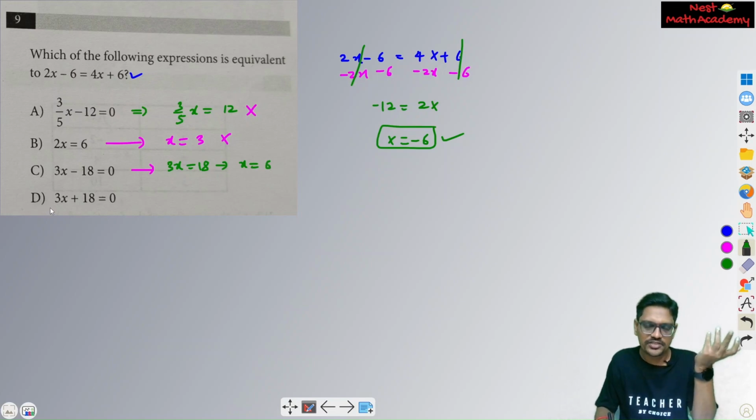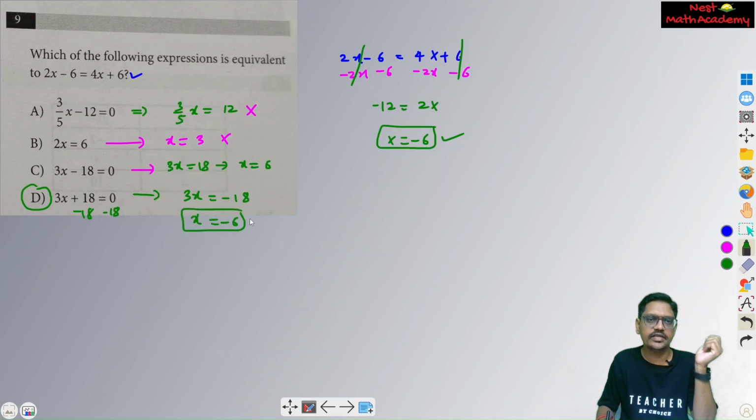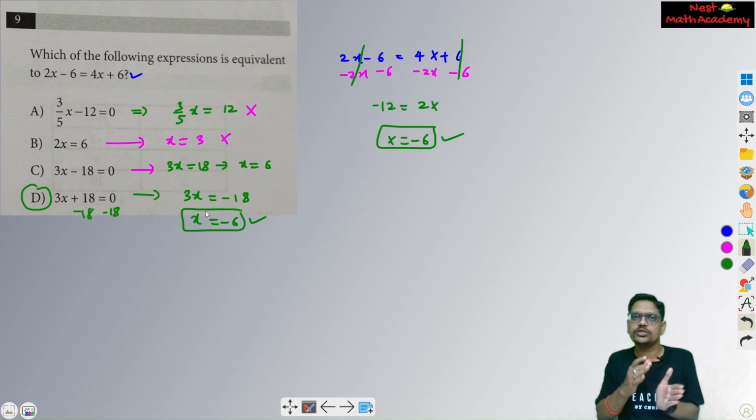So all three options are eliminated, meaning obviously option D must be the correct answer. But still, if you want to check, we can continue. Subtracting 18 on both sides, I'll get 3x is equal to minus 18. Then dividing by 3 on both sides, x is equal to minus 6. This is the equivalent expression because both are giving the same answer. Okay, right.